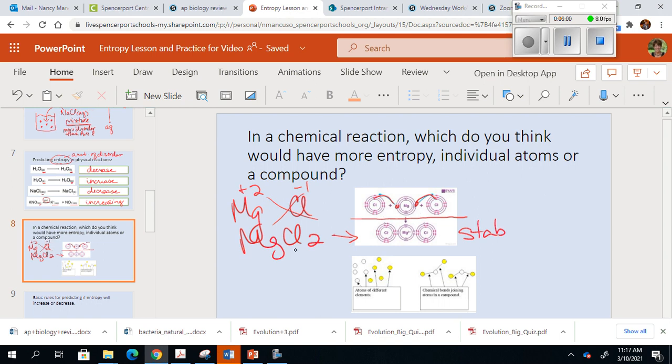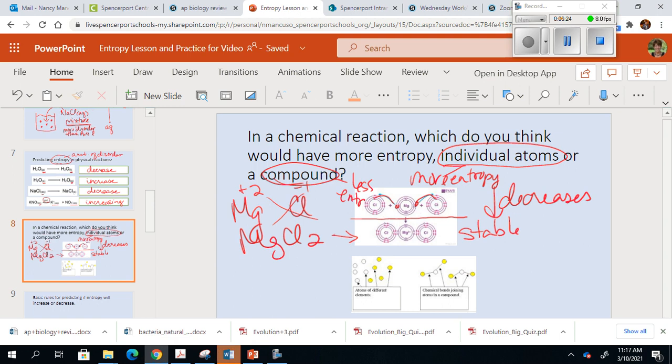This is much more stable. So my entropy is decreasing when I change from these elements to a compound. So my individual atoms have more entropy, more disorder, and a compound has less entropy, less disorder. Or you can look down here at this picture. See these individual atoms, and now they are forming these compounds. Compounds are definitely more organized.